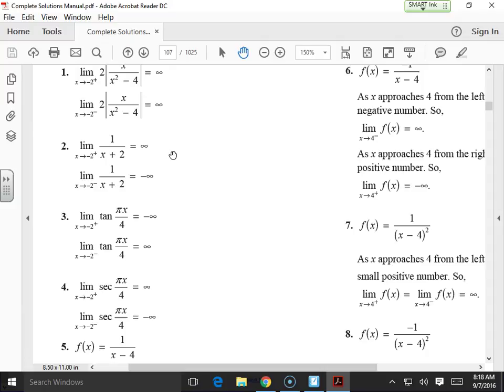What's our next even? 4. Oh, it's already up there. 2 from above is positive infinity. 2 from below is negative infinity. What's our next one? 6. He's over, but let me make it a little bit.